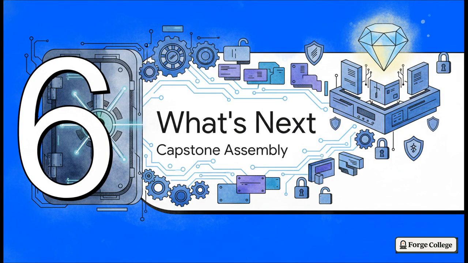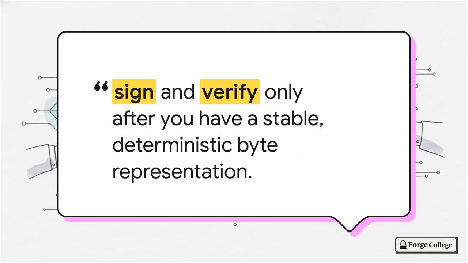Finally, Section 6. What's next as we move to capstone assembly? As you wrap up this module and move toward the final project delivery, write this exact quote down and maybe even stick it to your monitor. Canonicalization always comes first. If your data isn't stable and deterministic at the byte level, cryptography simply cannot save you. Make it stable, then hash it, then sign it. That's the golden rule here.